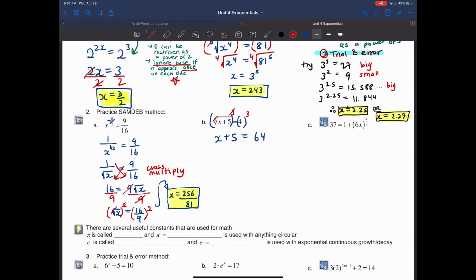And I just need to get my x by itself. And so x is going to equal 61 in this case. Oh, not 61, but 59 in this case.